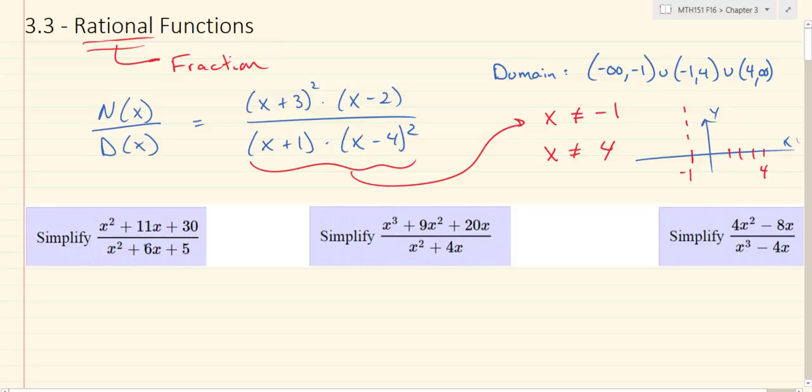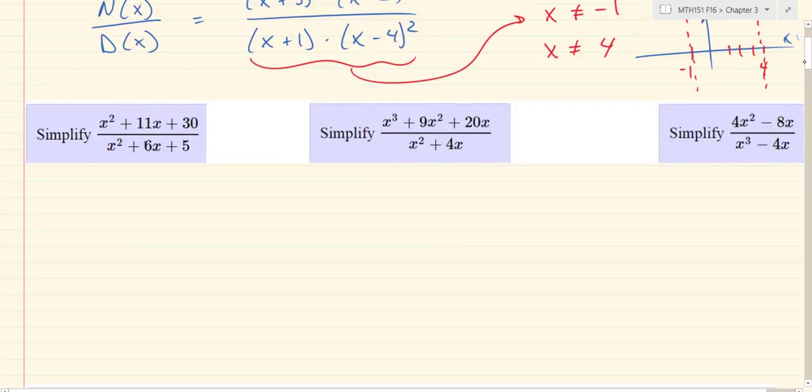These are vertical lines that the function cannot cross. The graph does not cross these vertical lines. It can approach the vertical line, but it can never cross it. That's what putting a denominator in our rational function does. It creates asymptotes.